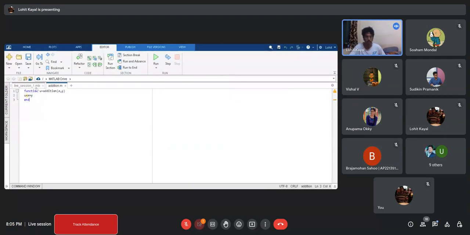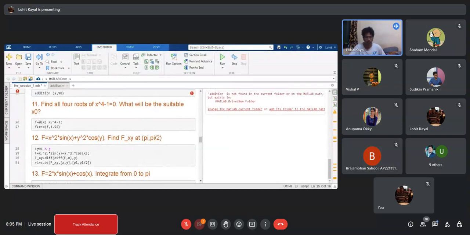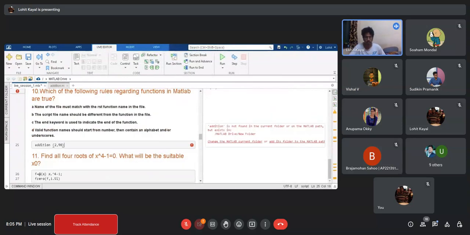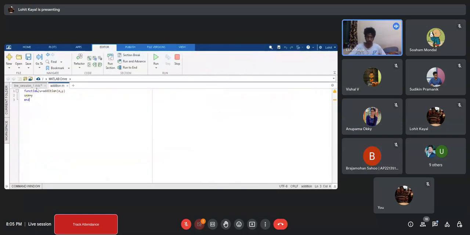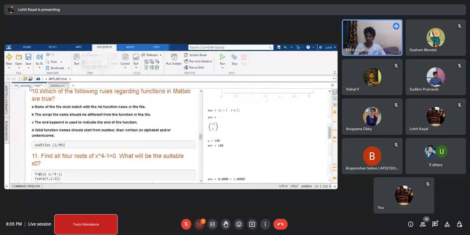Yeah, now let's go back to live session one. Where is question 10? Yeah, this is question 10. Now let's try it again. Now you see that previously there was an error. Probably you are seeing the same error because you have to add the function on the same path. When it is in the same folder, there will be no problem. In my case, it was in a different folder, so I have to add it to the same path.